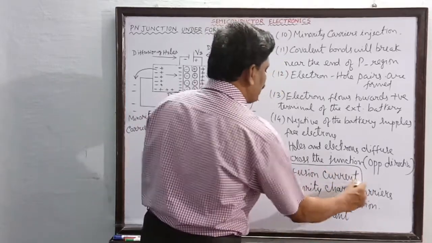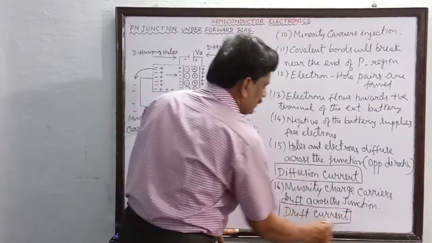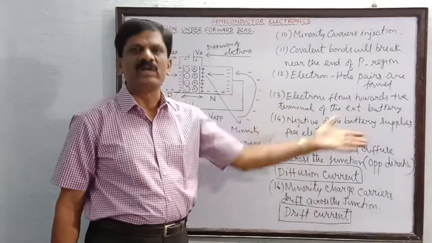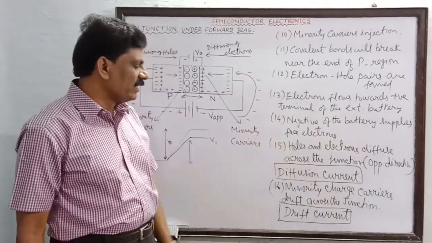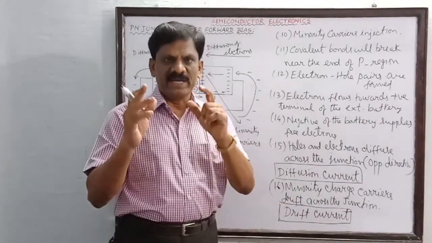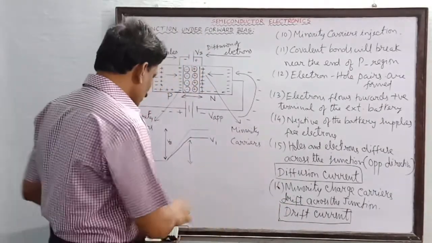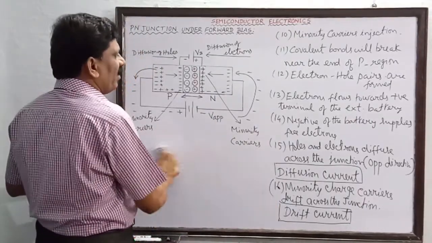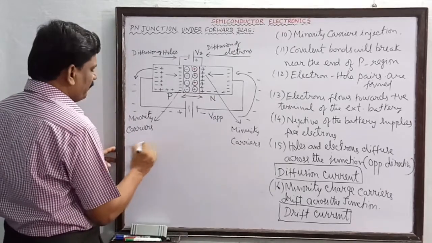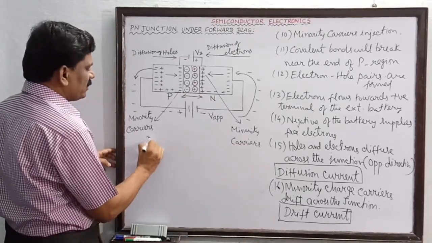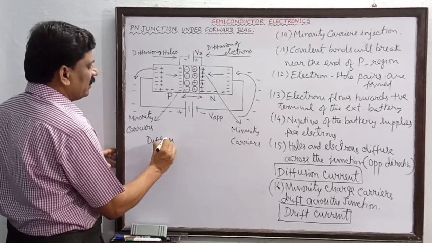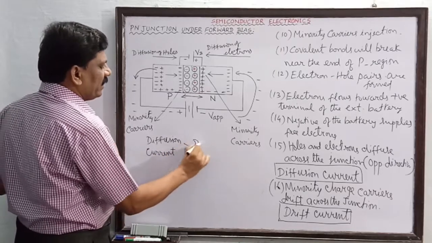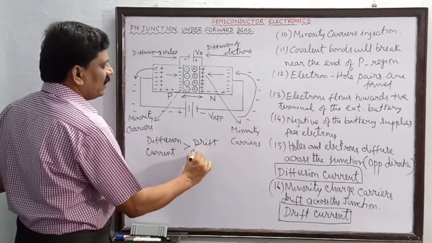So what are the two types of currents inside this PN junction? One is called diffusion current, which is due to the majority charge carriers, and the other one is called what? Drift current, due to the minority charge carriers. So which will be greater than the other in the case of forward bias? In the case of forward bias, the drift current is lesser and the diffusion current will be greater than the drift current.